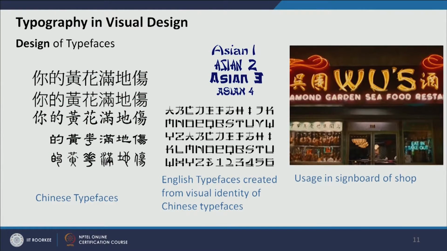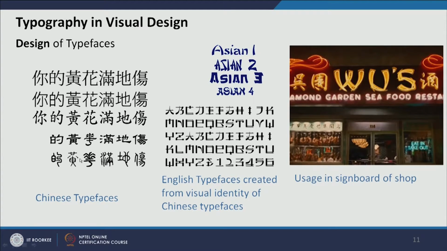We can see there's a sign which definitely has to be written in English, otherwise it will not be communicative to the larger English speaking audience. But it should also have a Chinese look. So what we see here is that the visual quality and line qualities of Chinese typefaces are translated into the English typeface, and a new kind of English typeface is derived, which clearly gives a Chinese identity.